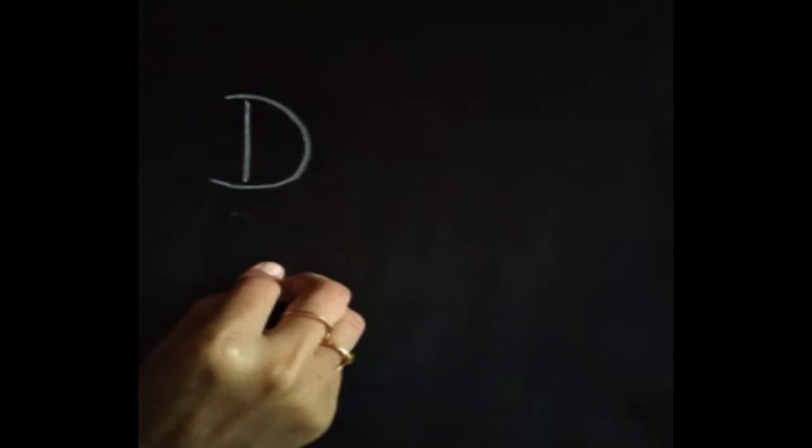This is the alphabet D in uppercase, that is the mama D. And how about the baby D? It's a standing line and a front open curve. This is baby D. The alphabet D in capital letter, the alphabet D in small letter.